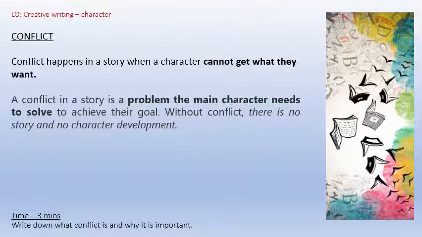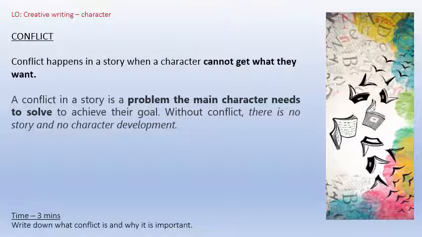Now, conflict. We've established that characters need to want something. So, going back to the Liam Neeson example, he wants to find his daughter, but he comes into a lot of conflict, doesn't he? Things keep stopping him finding his daughter, and that's where the action comes from, and that's the purpose that conflict serves in a story.